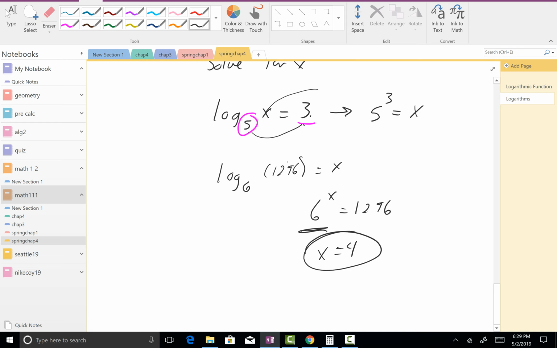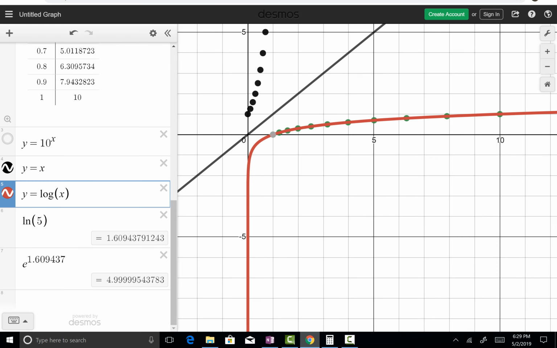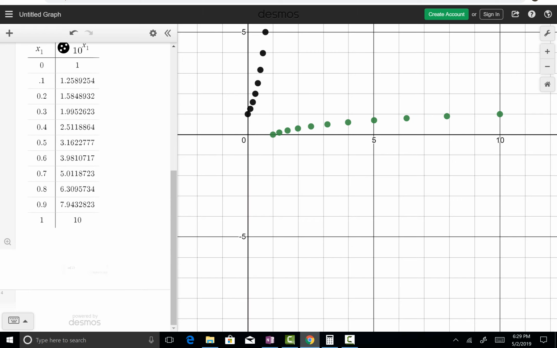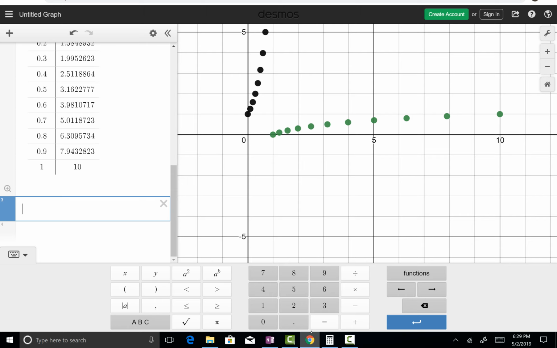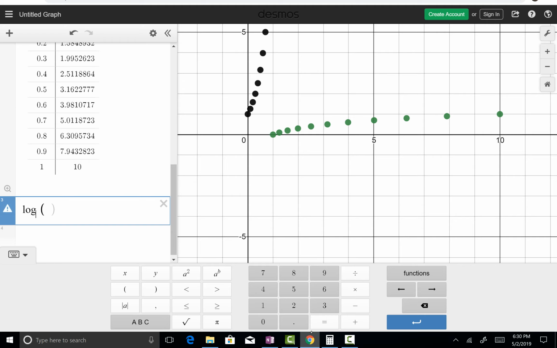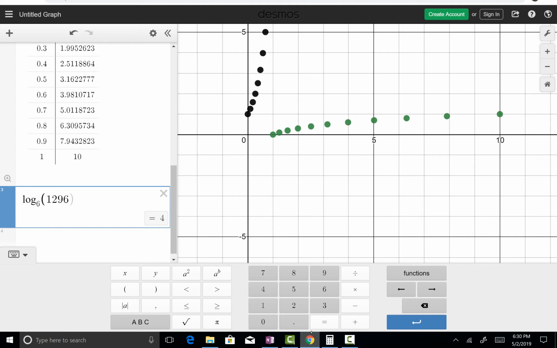Now, in actuality, you could do this in Desmos too. So you could go into here. Okay, let's clear some of this stuff out because I don't need it anymore. I could come down here and go, okay, how do I do that? We have this log key, where it's going to tell you to put the base in, so that's 6. And then we tap in here, and was it 1296, I think? And it's 4. All right, so Desmos will also allow you to put in a base that's different than 10.